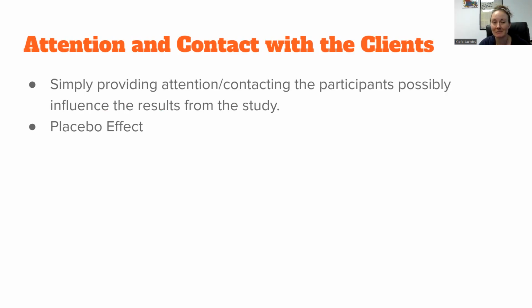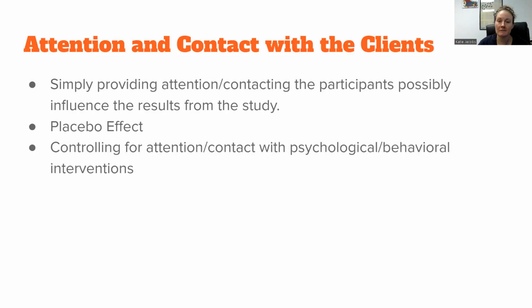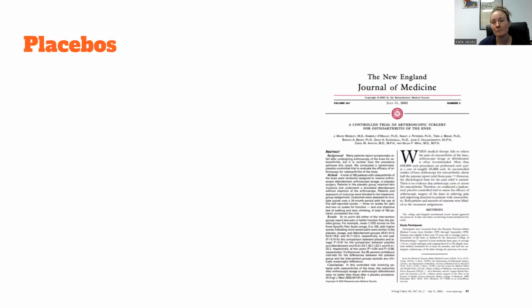And we see that with a lot of those types of things that people think are effective, like essential oils or other things that may give a placebo effect. And so it's really important, especially when doing research with humans, that we're controlling for the attention or contact with not just people who are receiving psychological and behavioral interventions, but with those who are not, that they're getting some sort of equivalent with the amount of time and attention that you're providing the people that are in the treatment group. Because if not, then it might be that attention and contact that is causing the changes in the dependent variable.